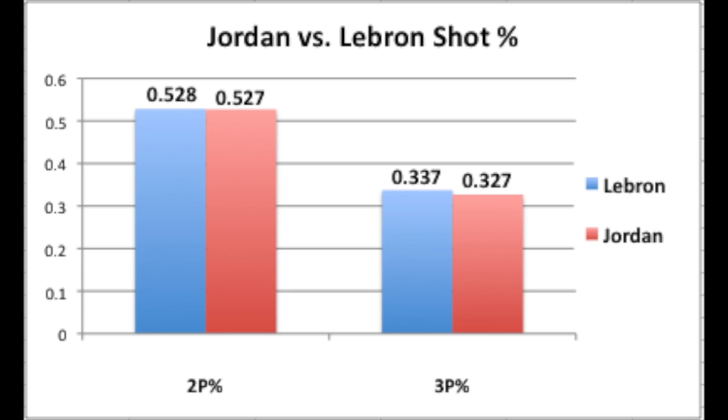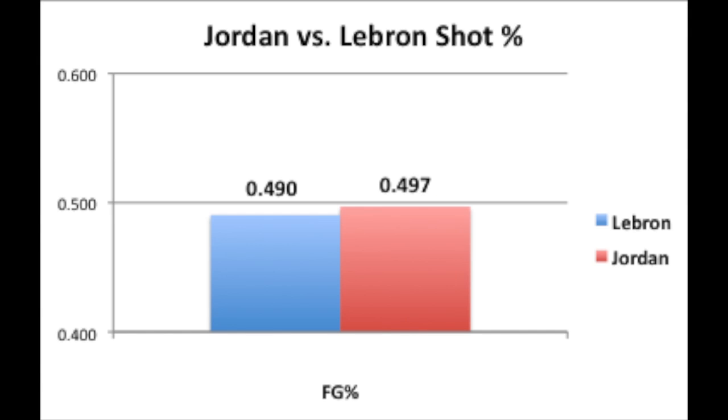So let's start off by looking at two-point percentage. Jordan's percentage for two-pointers is 52.7%, while LeBron's is 52.8%. Pretty much the same, but numerically LeBron has an advantage. Now let's look at three-pointers. LeBron's shooting 33.7% from three-point land, and Jordan's shooting 32.7%, so LeBron again has a slight edge here.